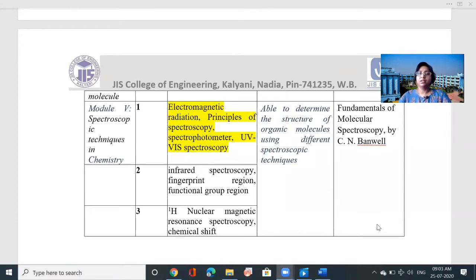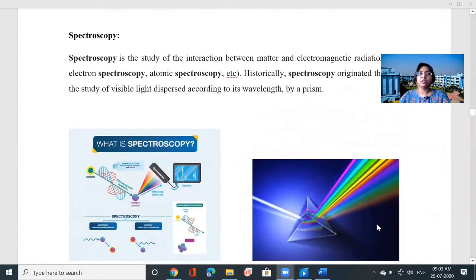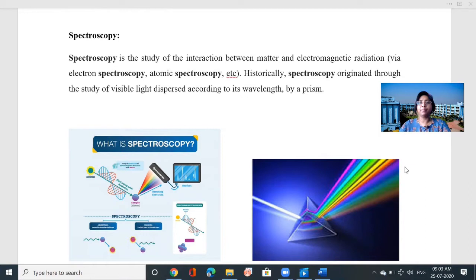First of all, what is spectroscopy? Spectroscopy is the study of the interaction between matter and electromagnetic radiation, via electron spectroscopy, atomic spectroscopy, etc. Historically, spectroscopy originated through the study of visible light dispersed according to its wavelength by a prism. Here you can see that if white light passes through the prism, we get VIBGYOR colors. There are 7 colors we get.